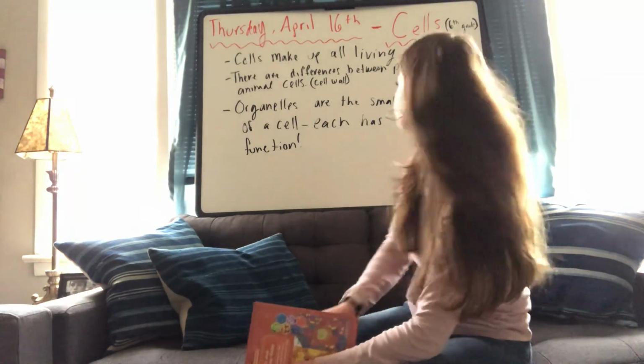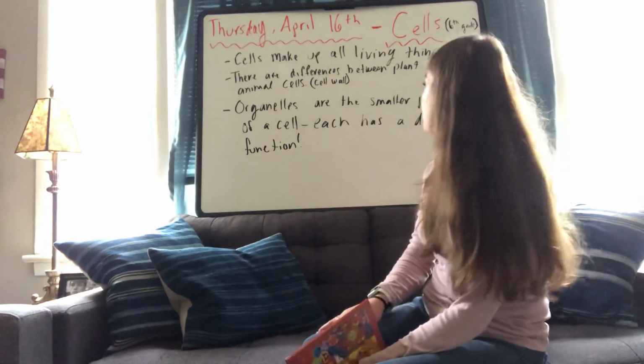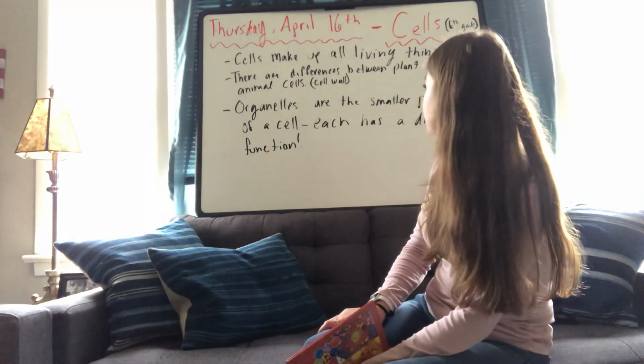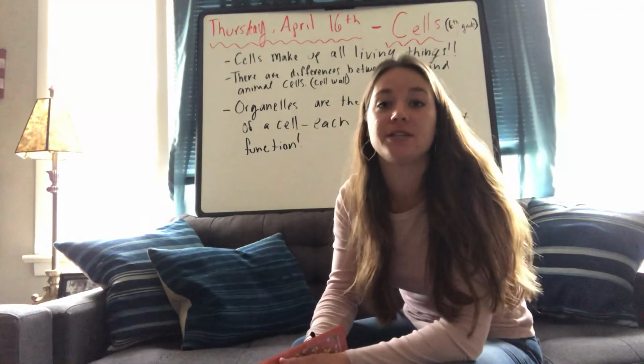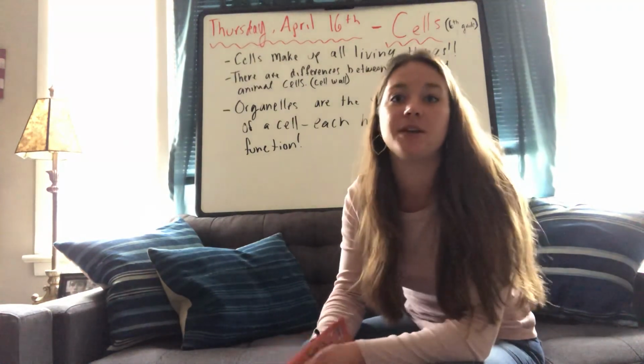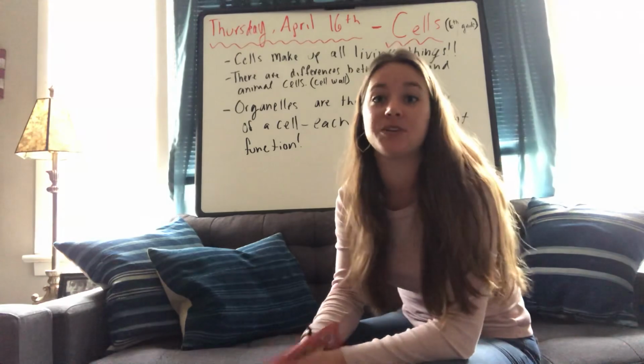found in animal cells. The next bullet says that organelles are all smaller parts of a cell, and each has a different function. So it's important to know the different organelles and what their function is to understand the function of plant and animal cells separately.